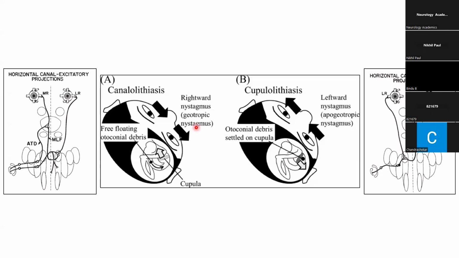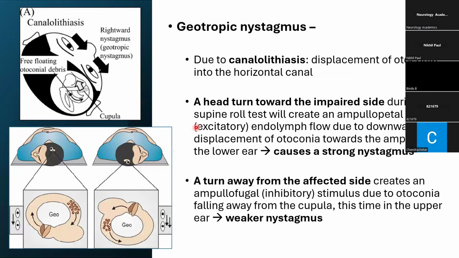I hope that is clear. We'll have videos also. Geotropic nystagmus is due to canalolithiasis. It is because of the freely flowing debris which flows towards the ampulla. So a head turn towards the affected side, as shown in this picture, will cause a strong nystagmus towards the ground. And a turn away from the side will cause movement to the opposite side and it will cause a weaker nystagmus.